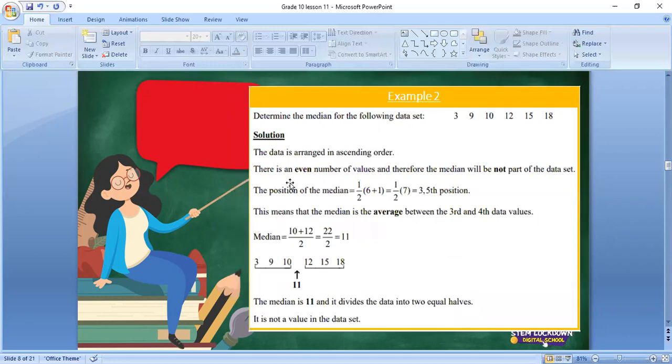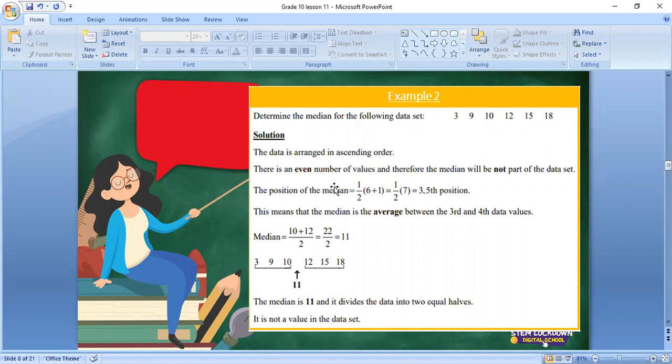Now, determine the median of the following data sets. Another example: 3, 9, 10, 12, 15, 18. We need to determine the median of this data set. How do you get the median? You can see the data has already been arranged in ascending order. So to find the median, we use our formula.